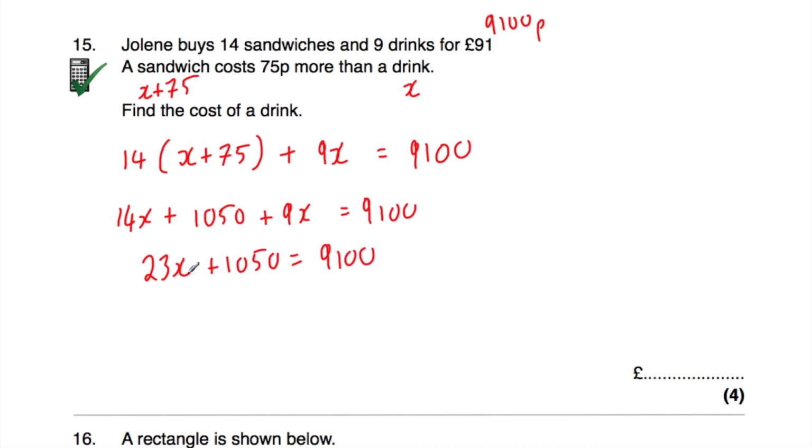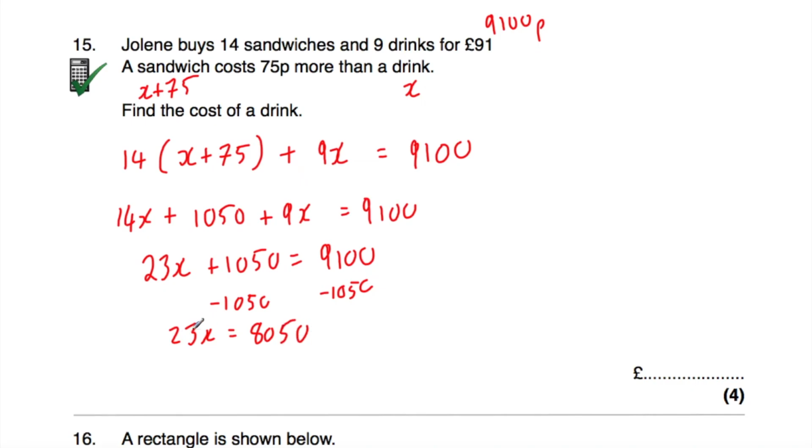We just want to get the x on its own. So let's get rid of this 1,050. So let's take away 1,050 and take away 1,050. So on the left-hand side, we'd be left with 23x. And on the right-hand side, we had 9,100, and we're taking away 1,050. And that's equal to 8,050.